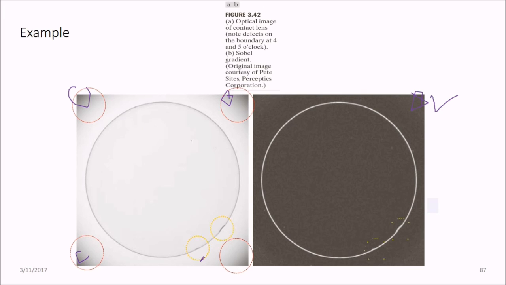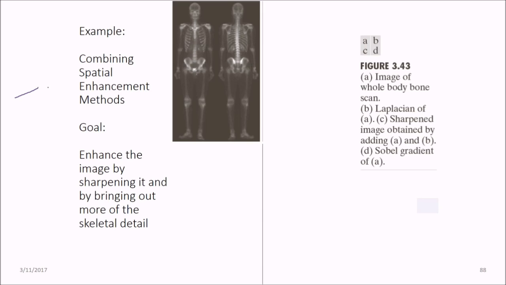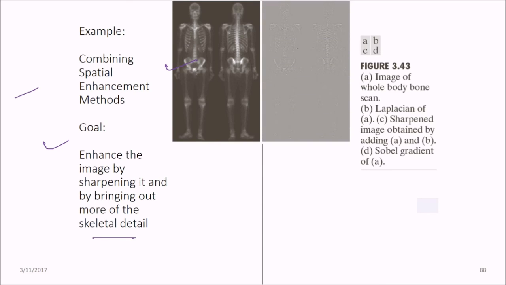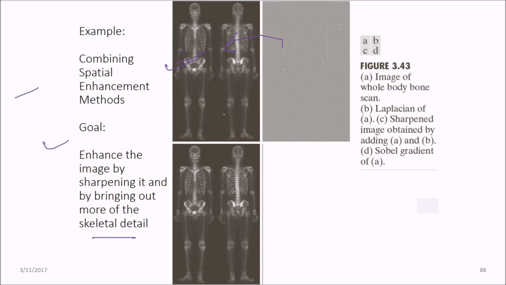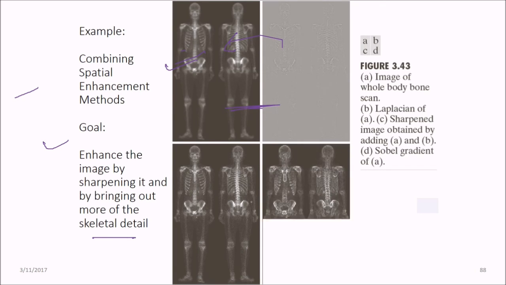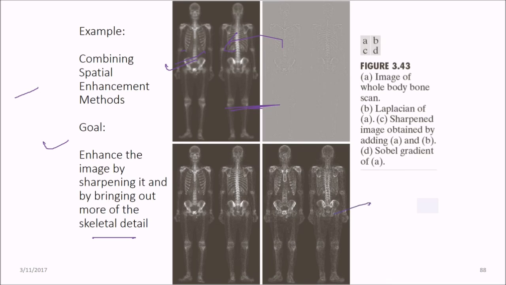See these artifacts. So combining these spatial enhancement methods, the idea is to enhance the image by sharpening it and by bringing out more of the skeleton detail, as you see here. This is the image of the whole body, that is a bone scan, and this figure is the Laplacian of this one, and then the sharpened image obtained by adding these two, and then applying the Sobel gradient. See how clear this picture is.